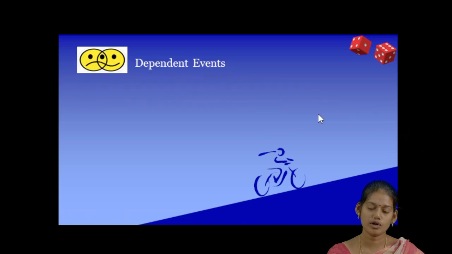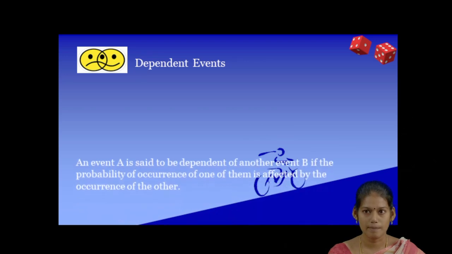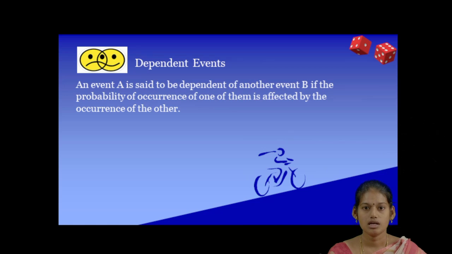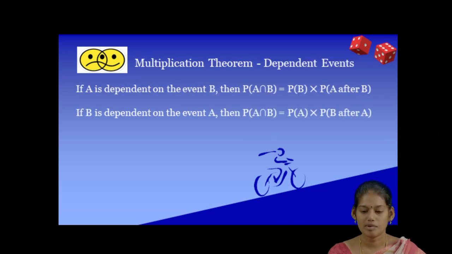Next I am going to explain what dependent events are, and how dependent events differ from independent events. If both events happen, an event A is said to be dependent on another event B if the probability of occurrence of one event is completely affected by the other. Here the multiplication theorem is slightly changed. If A is dependent on the event B, then the probability of A intersection B is the probability of B times the probability of A after B. So here B happens first and A happens next.